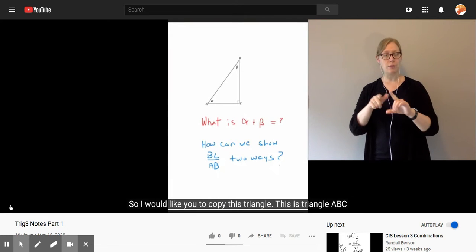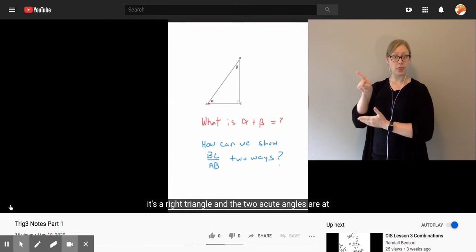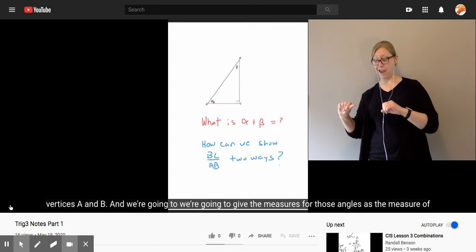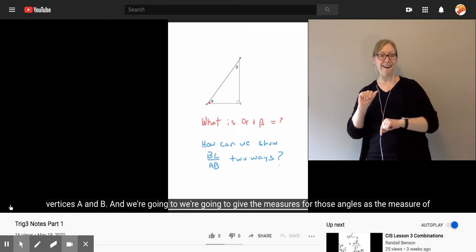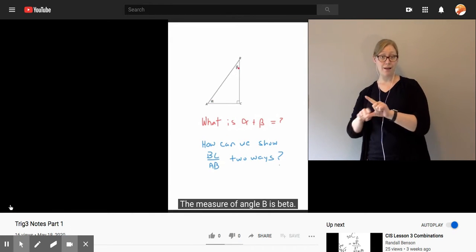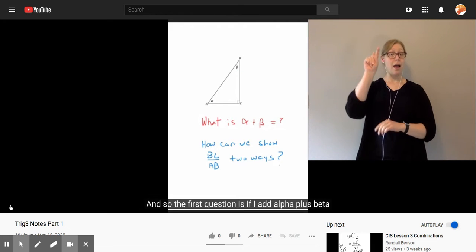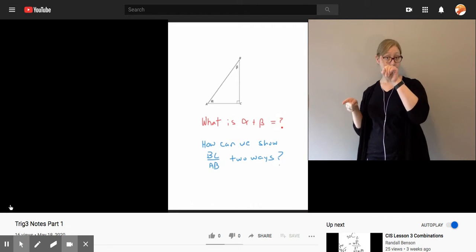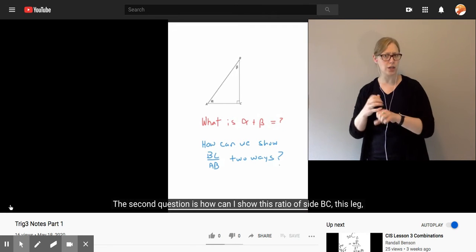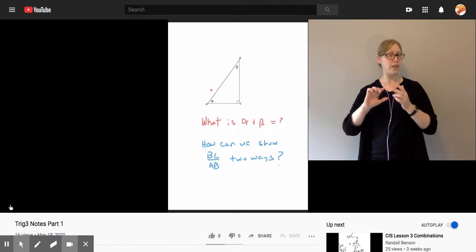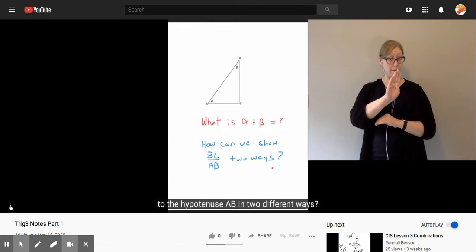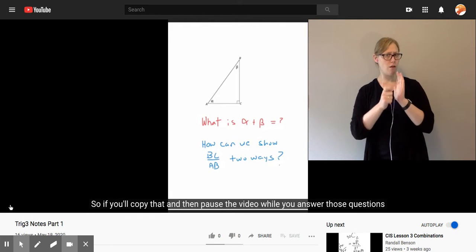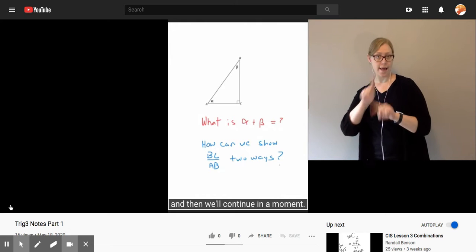So I would like you to copy this triangle. This is triangle ABC. It's a right triangle, and the two acute angles are at vertices A and B. And we're going to give the measures for those angles. The measure of angle A is alpha, the measure of angle B is beta. And so the first question is, if I add alpha plus beta, what should I get? The second question is, how can I show this ratio of side BC, this leg, to the hypotenuse AB in two different ways? So if you will copy that and then pause the video while you answer those questions, and then we'll continue in a moment.